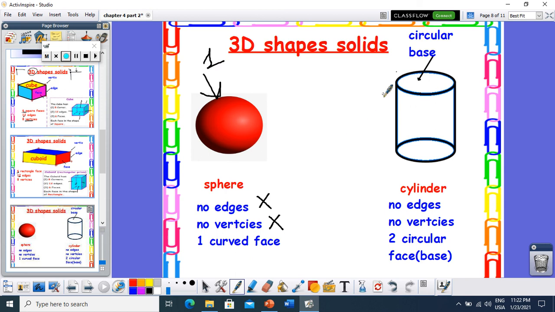Let's move to the next shape. What's your name? My name is Cylinder. This is not a straight line, it's a curve. So here, do we have any straight line? No. So we have no edges and no vertices, but I have two circular faces.